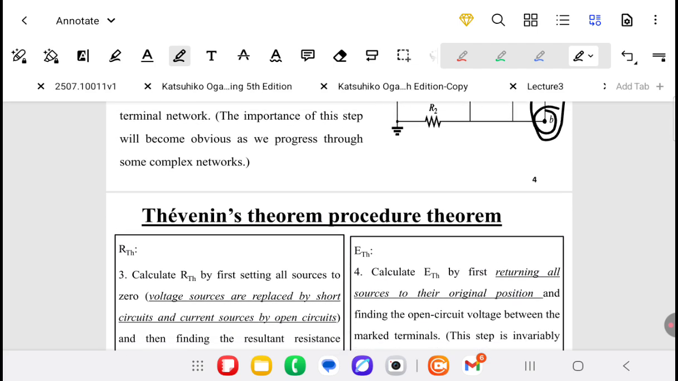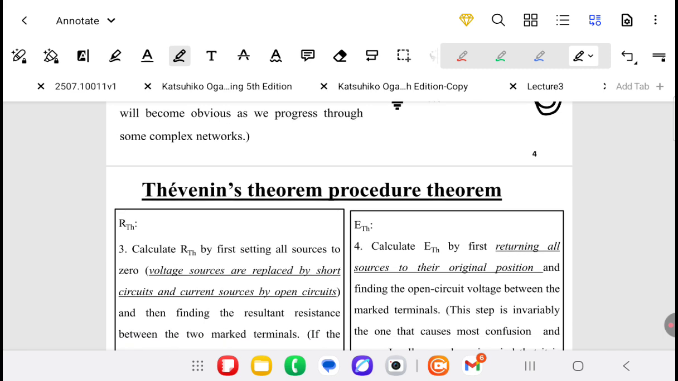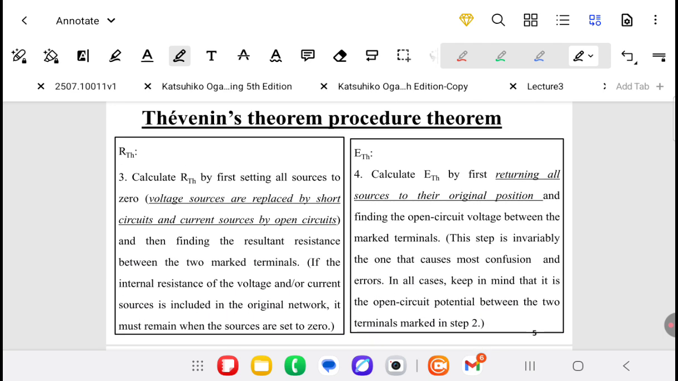Then we have two parts to analyze. The first one is R Thevenin. We calculate R Thevenin by setting all sources to 0. Any voltage source is replaced by a short circuit and a current source by an open circuit. Then we find the equivalent resistance between the two marked points A and B. Then we get E Thevenin by returning all the sources back to the circuit in their original position, finding the open circuit voltage between the marked terminals A and B.